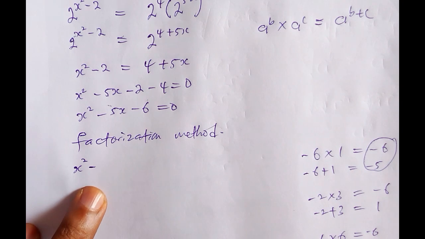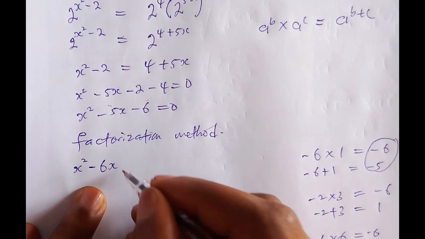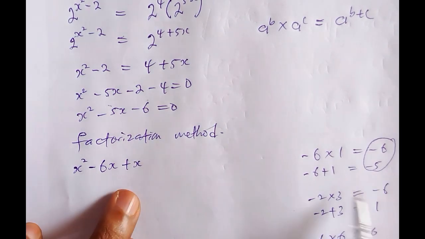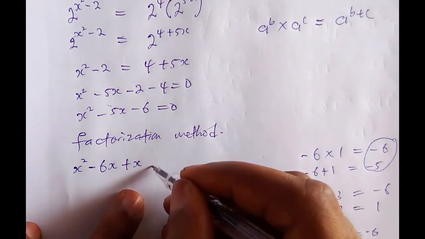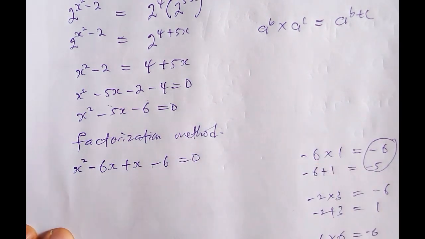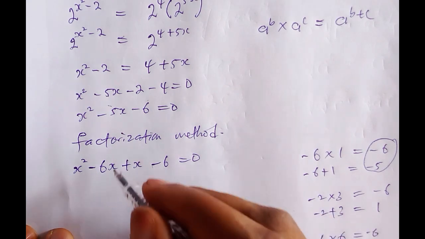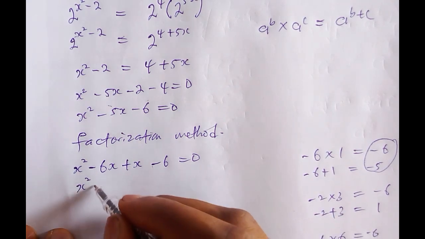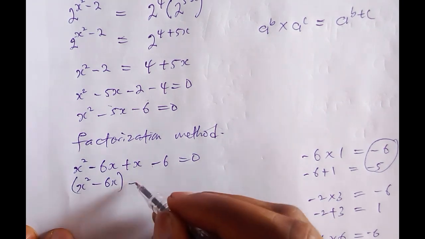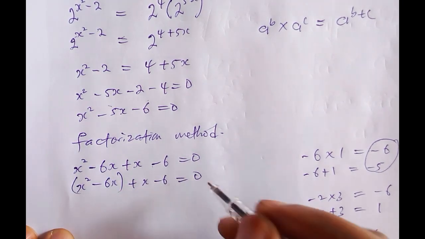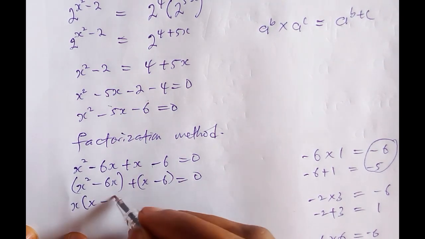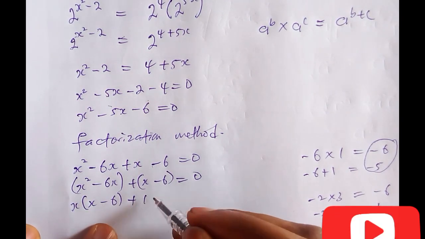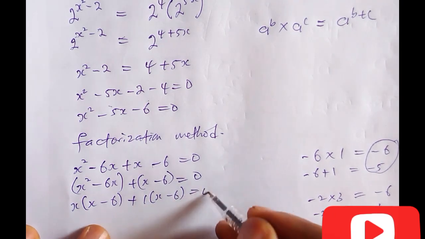x squared minus 6x plus x. 1x is the same thing as x, so minus 6 equal to 0. Next, we are going to simplify it. x squared minus 6x, factorizing it. Among these two, x is common, we bring out x, we have x minus 6. Here 1 is common, x minus 6 equal to 0.